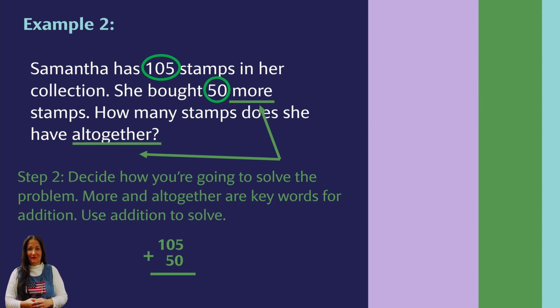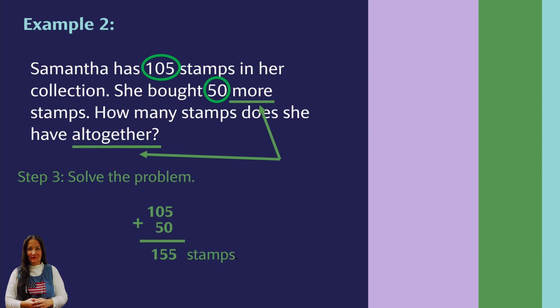Step 2. Decide how you're going to solve the problem. More and altogether are key words for addition. Use addition to solve. 105 plus 50 equals. Solve the problem. 105 plus 50 equals 155 stamps. Always remember to identify the object which you're solving for. In this case, it's stamps. Check your answer. 155 minus 50 equals 105.